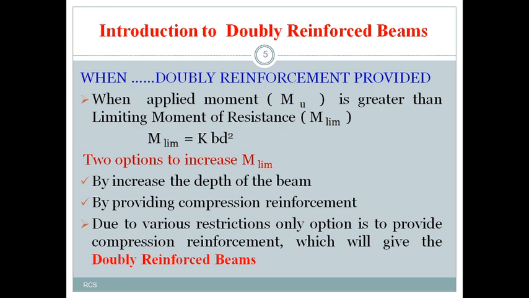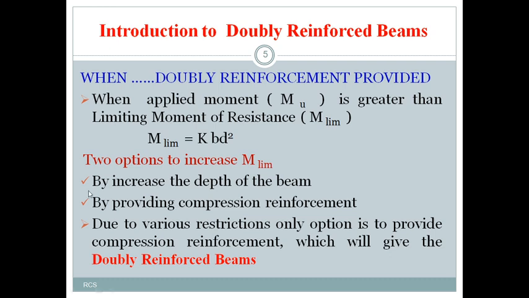It is uneconomical and unsafe, I can say. It is uneconomical because we are providing more reinforcement, and it is unsafe because it is not giving sufficient warning before collapse. That's why we are not going for the over reinforced section. So compulsorily we have to increase the limiting moment of resistance, and to increase it we provide reinforcement in the compression zone.